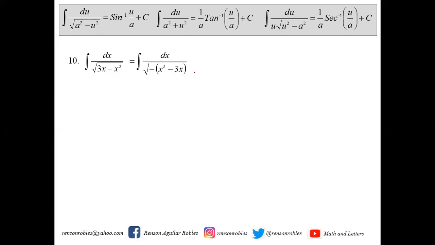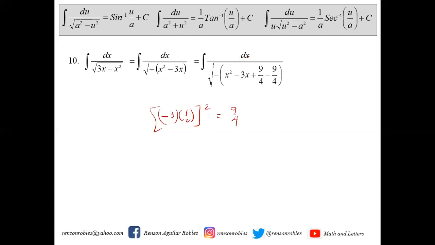So what we are going to add and subtract here is -3 times 1/2 raised to the second power. So this is equal to -3/2 squared, that's 9/4. So we will be adding 9/4 and subtracting 9/4 to x squared minus 3x. So we have the integral of dx all over the square root of -1 times the quantity x squared minus 3x. This is to be added, that's 9/4, and we have to subtract the same quantity so that the value of the function 3x minus x squared is not being altered.